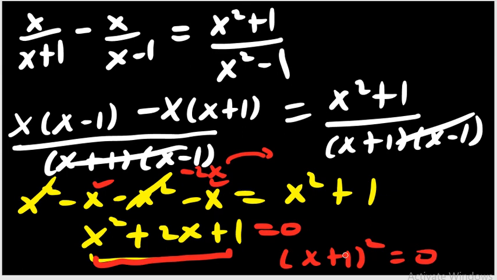Or you can do it by factorization or by formula. Finally, you will get x is equal to negative 1. But unfortunately, negative 1 is one of the excluded numbers from the domain. So the solution set of this equation will be the empty set. No answer.